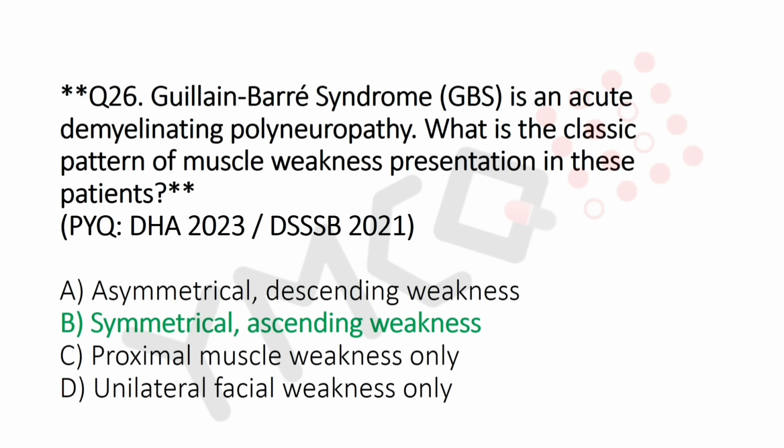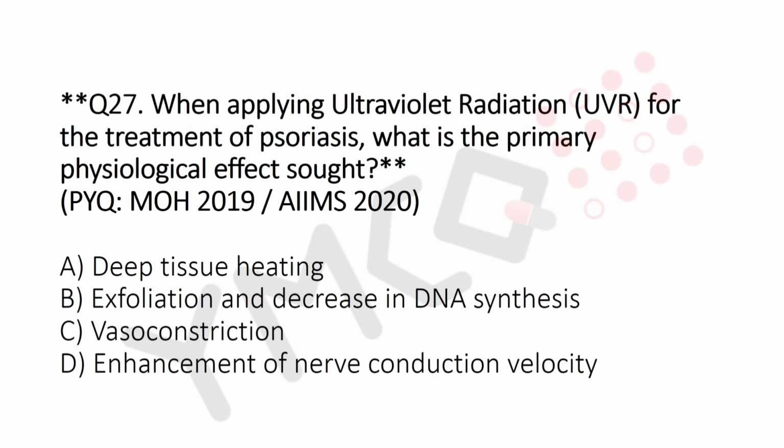GBS typically presents with a symmetrical ascending weakness, meaning it starts in the feet and legs and moves its way up the body bilaterally. Okay, now let's move to question number 27. When applying ultraviolet radiation, UVR, for the treatment of psoriasis, what is the primary physiological effect of it?